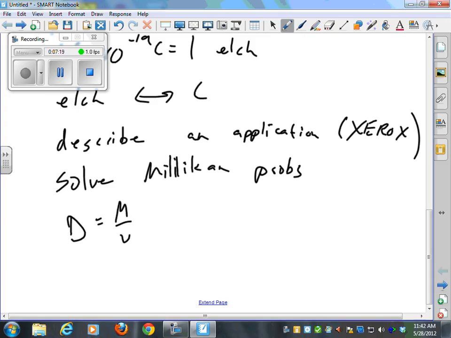What's the density of oil? Anybody remember? 800. You're going to need that on your test. And you're also going to need the formula for the volume of a sphere. I'll get you started. 800 is the density of oil. The volume of a sphere is 4/3 pi r cubed. You're going to need those.